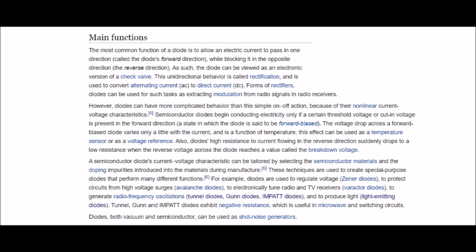Also, diodes' high resistance to current flowing in the reverse direction suddenly drops to a low resistance when the reverse voltage across the diode reaches a value called the breakdown voltage. A semiconductor diode's current-voltage characteristic can be tailored by selecting the semiconductor materials and the doping impurities introduced into the materials during manufacture. These techniques are used to create special-purpose diodes that perform many different functions.